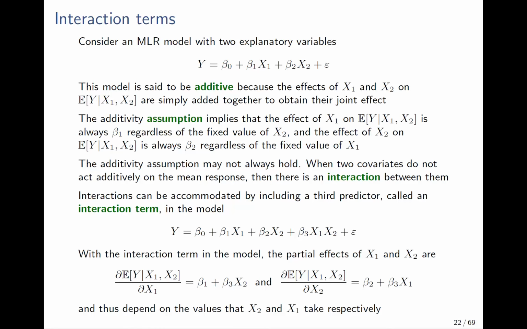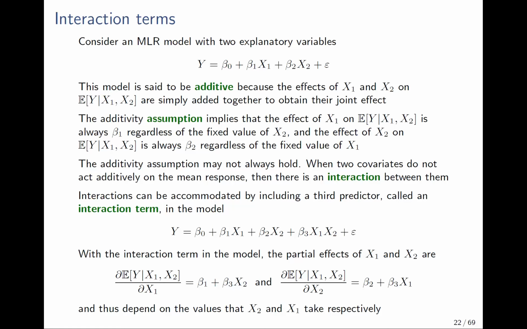Consider a multiple linear regression model with two explanatory variables. So y equals beta naught plus beta 1 x1 plus beta 2 x2 plus epsilon. The model is said to be additive because the effects of x1 and x2 on the expected response are simply added together to obtain their joint effect. And additivity, of course, implies the effect of x1 on the expected response is always beta 1, regardless of the value x2 takes, and vice versa. Now that additivity assumption may not hold.